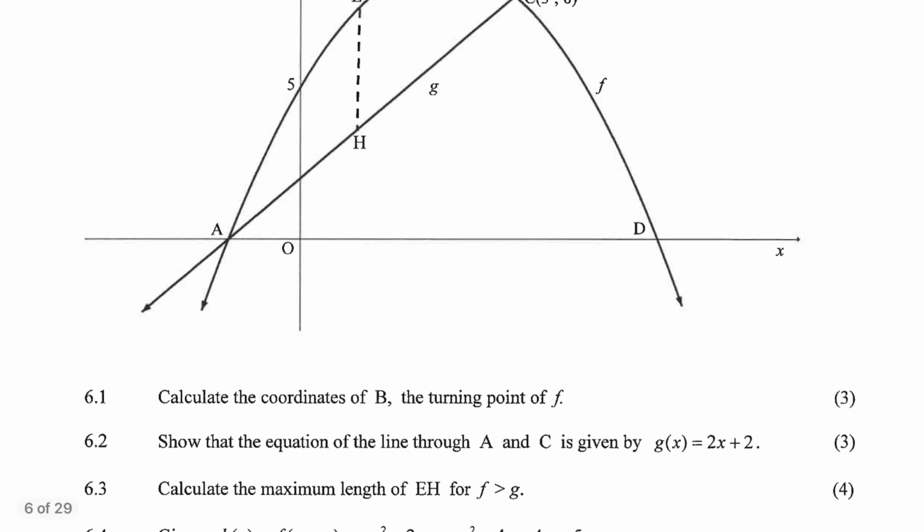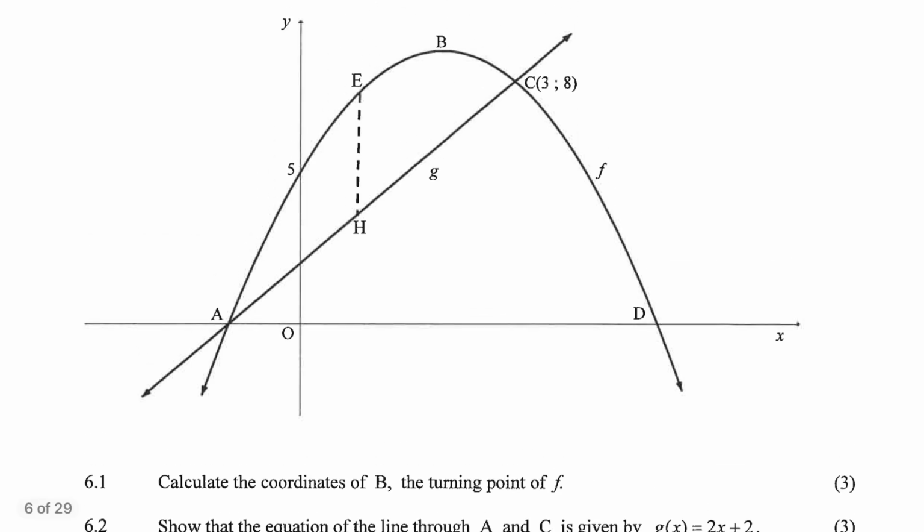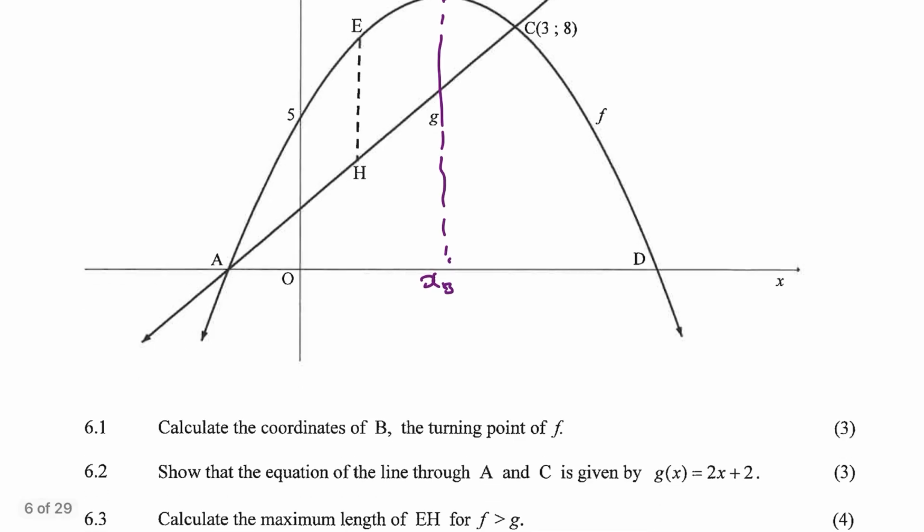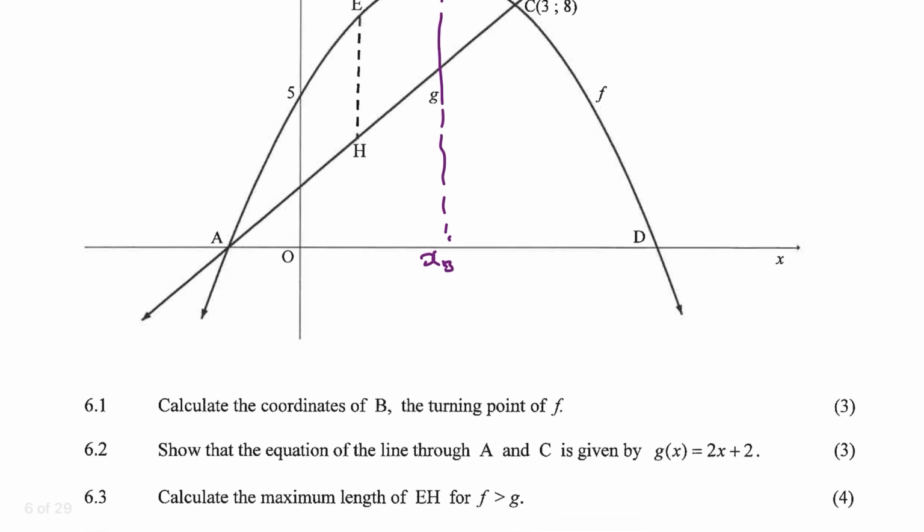So for example, 6.1 says calculate the coordinates of B. So where's B? This is B. And what is B? B is a turning point, right? So B is a turning point of f. So we can actually find the x value. Let me just make it a dotted line. We can find the x value of B here. And the x value of B is essentially the x turning point, right?